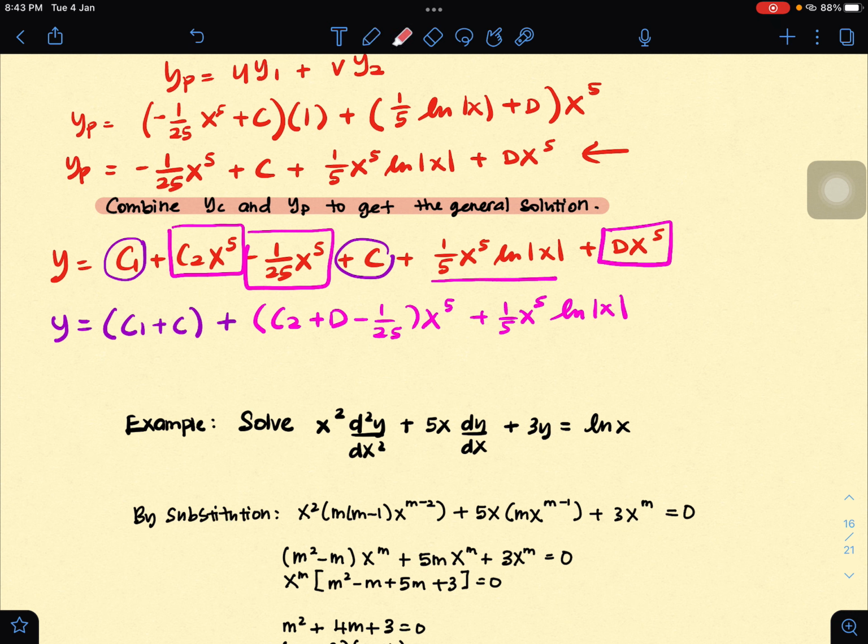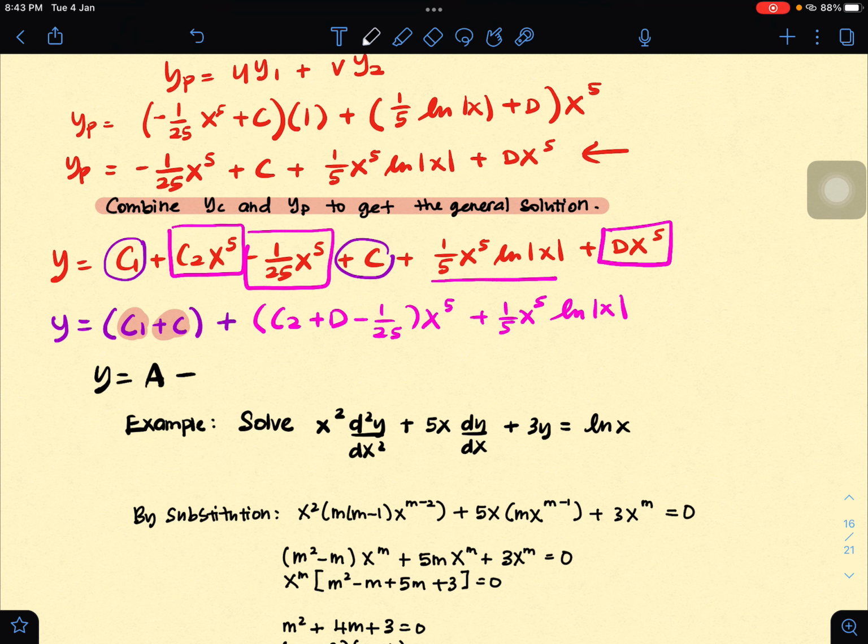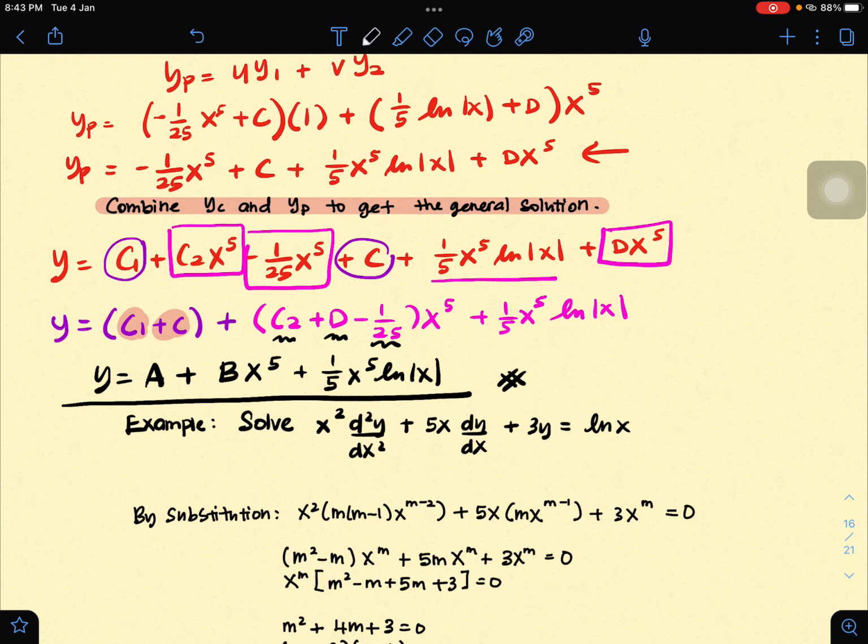Okay, if you can see here, constant plus with constant is another constant. So let's write it as a plus constant plus constant plus constant is another constant. Let's write it as b x to the power of 5 plus with 1 over 5x to the power of 5 ln x. So this one is the solution to your Euler differential equation when it's involved the non-homogeneous equation.